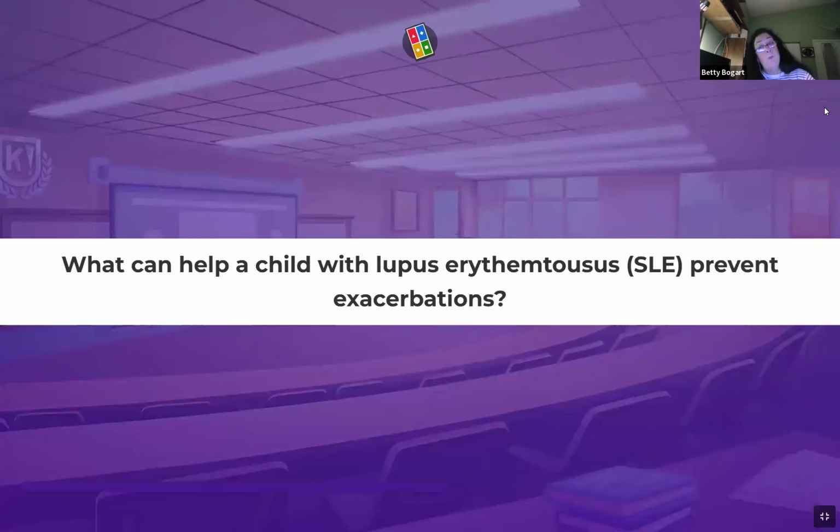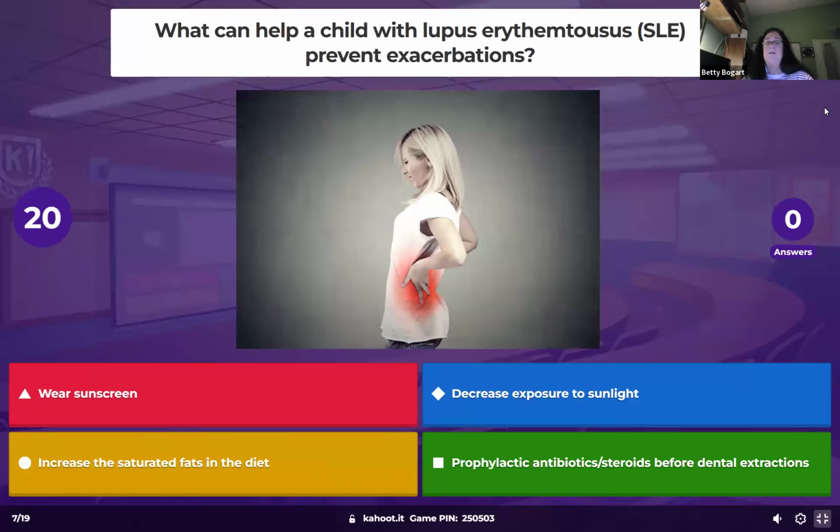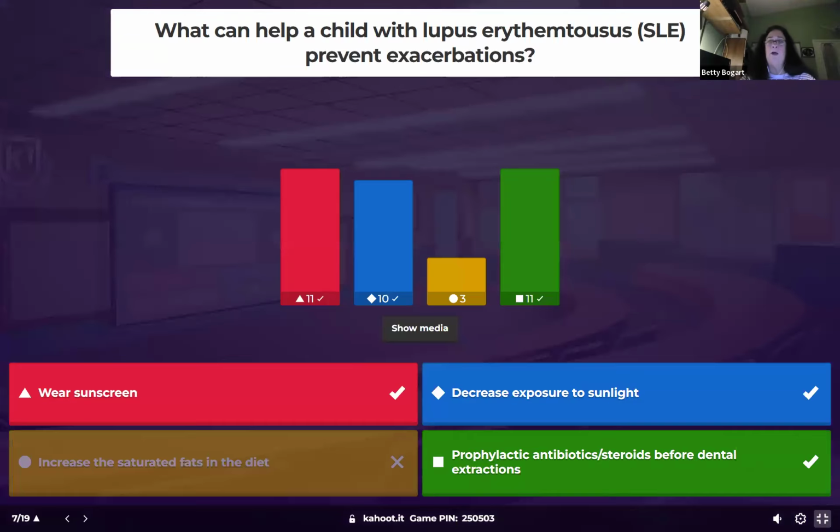What can help a child with lupus prevent exacerbations? What's one of the big things I told you about lupus? We know stress and hormonal balances, infections, and all those things can cause flares, but also being out in the sun too much, right? That's one of the big things. One of the things with any type of immunosuppressed like this, or even JIA, prophylactic antibiotics and steroids before dental extractions are extremely important.